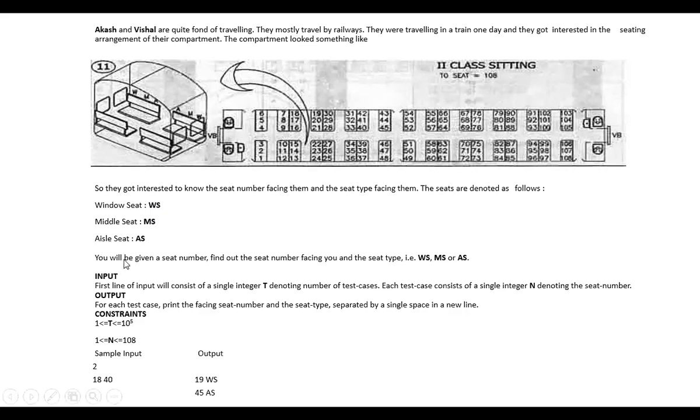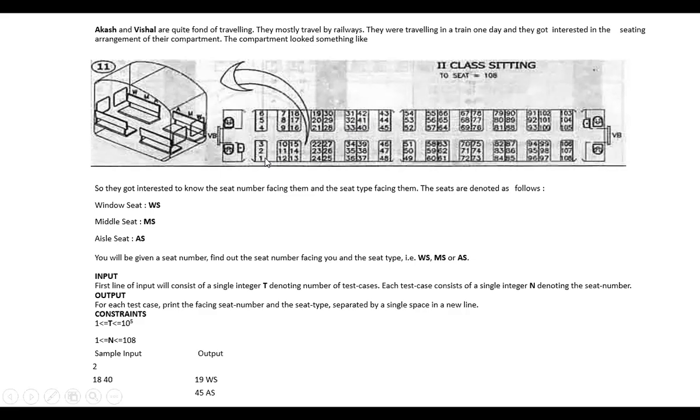So in this particular line, the input and output is being given to you that there are 108 seats in the compartment, and the input will be that you will be given a seat number. Suppose you will be given a seat number 38. Then you have to find out the seat number facing you. So opposite to 38, there is a seat number that is 47. And you have to tell also about the seat type. So the seat type will be either WS, MS or AS.